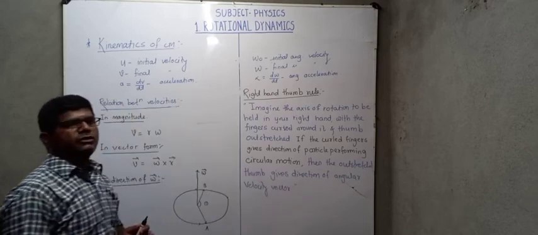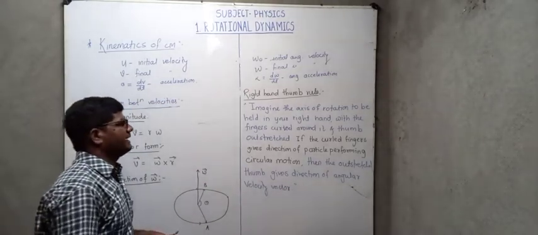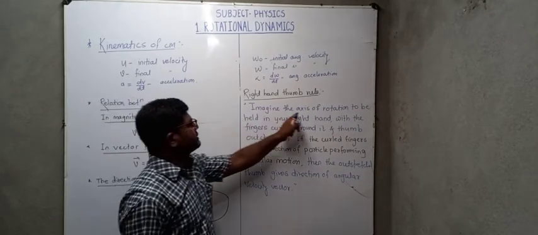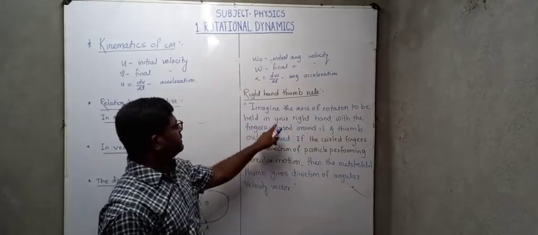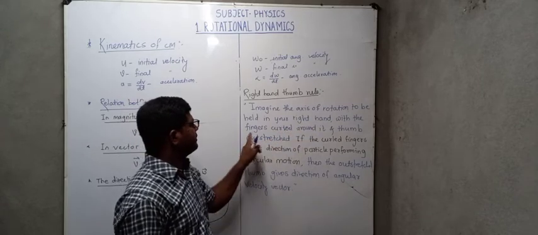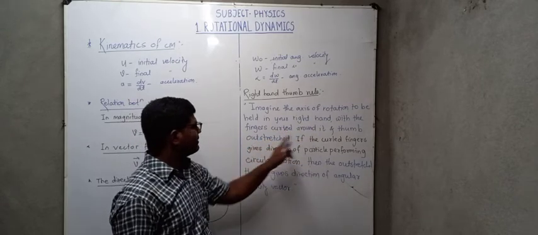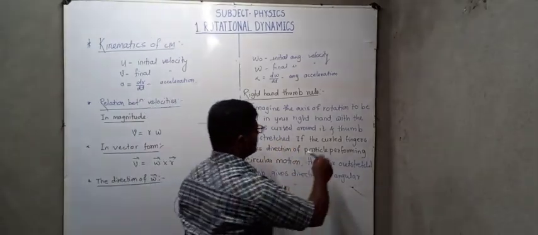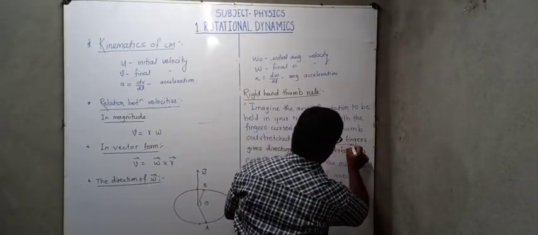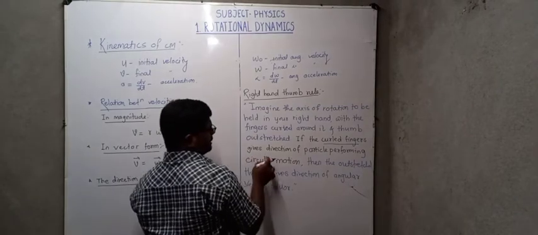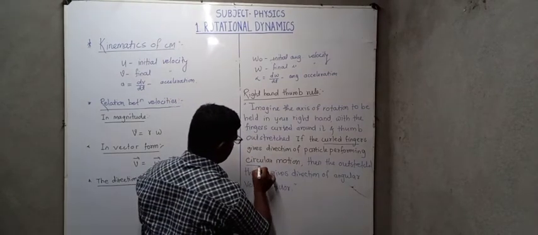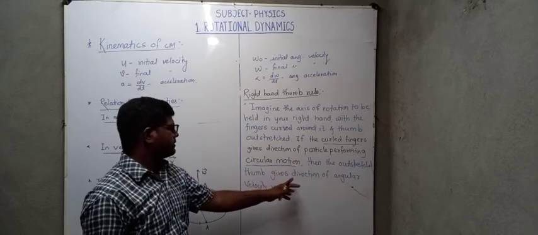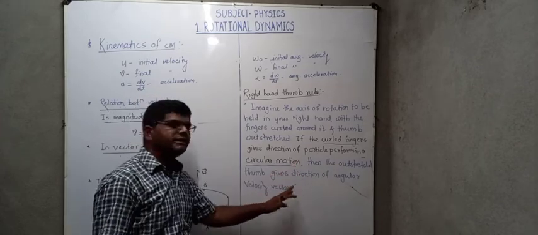This is the statement of the right hand thumb rule. Once again, imagine the axis of rotation to be held in your right hand with the fingers curled around it and thumb outstretched. If the curled fingers give the direction of the particle performing circular motion, then the outstretched thumb gives the direction of angular velocity vector.